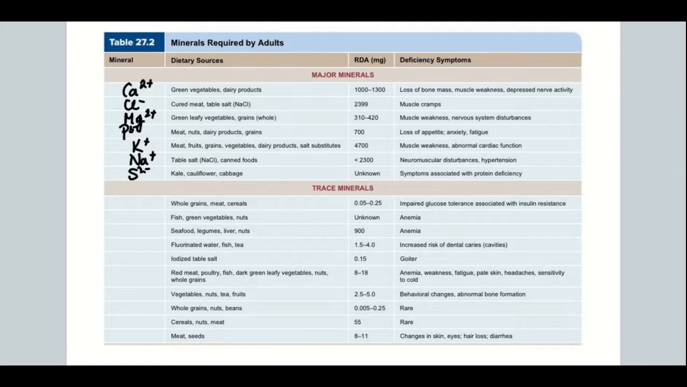Okay, so that's that. Now section 27.4 talks about the nutrition, or the guidelines for adequate nutrition.